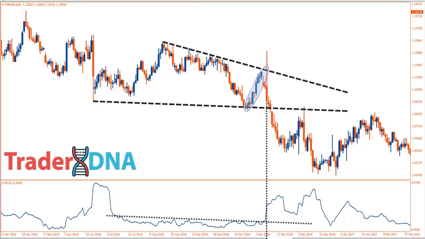But wouldn't it be nice to have a confirmation? Or a reinforcement that the long trade is the right one? That the market doesn't make a fake break? This is what the ATR indicator is for. It gives a reinforcement that the break is for real.